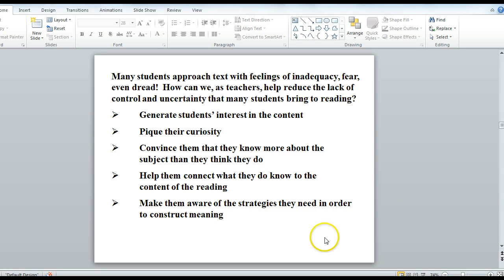Many students approach text with feelings of inadequacy, fear, and even dread. How can we as teachers help reduce the lack of control and uncertainty that many students bring? We can generate interest, we can get them curious, we can help them understand that they do really know more about the subject than they think they do, help them make connections, and help them be aware of strategies they're going to need.